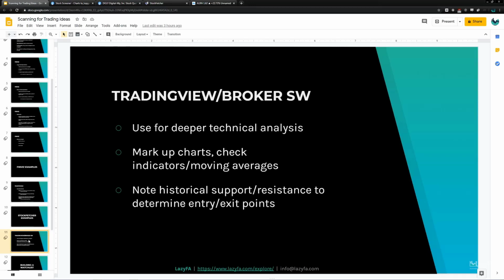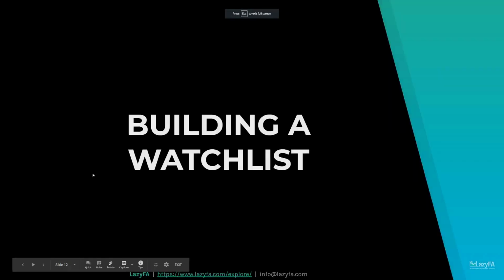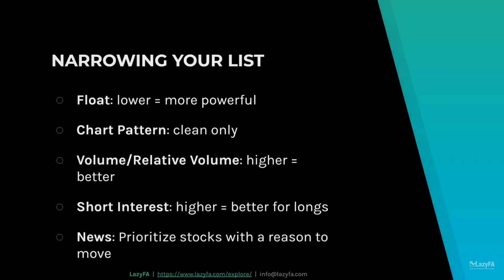Okay, so putting this all together, the ultimate goal here is to build a watch list of stocks. So what you want to do in terms of narrowing down your list is you look through all of these companies and you look at the charts, you do your analysis on TradingView, you look at whatever scanning tools you're looking for, and you get a bunch of ideas. Maybe you have, say, 20 ideas. And then from there, you narrow them down to the ones that have really clean chart patterns. And that'll eliminate probably half of your stocks.